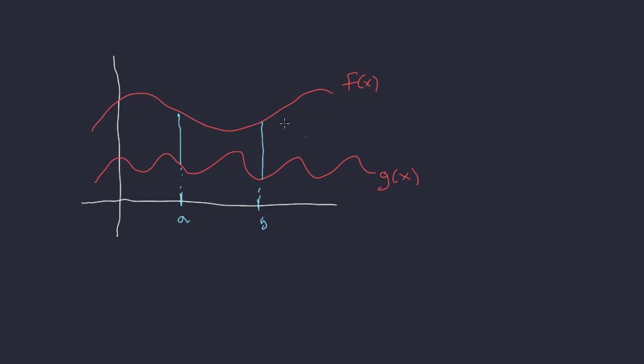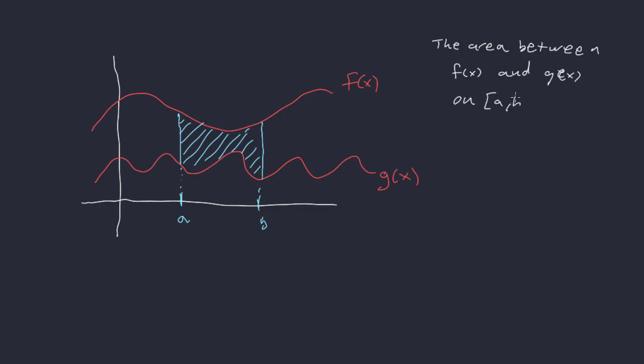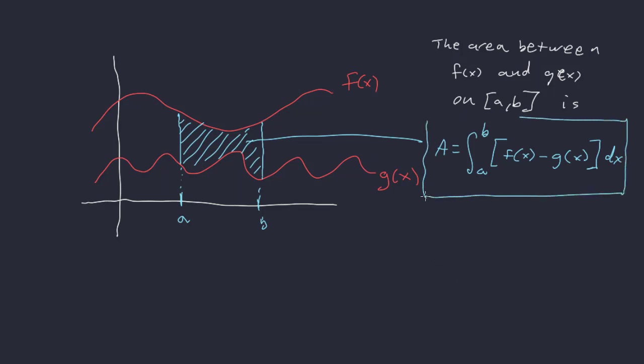Okay, so to put that in a more compact form, this area here between the curves f of x and g of x on the interval a to b is going to be the integral from a to b of f of x minus g of x. And it really is just that, okay?